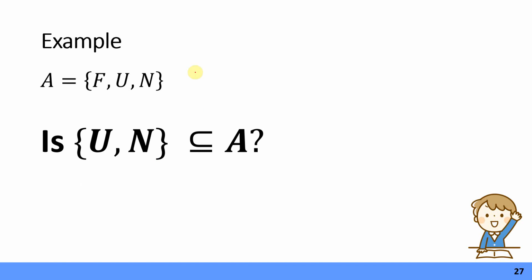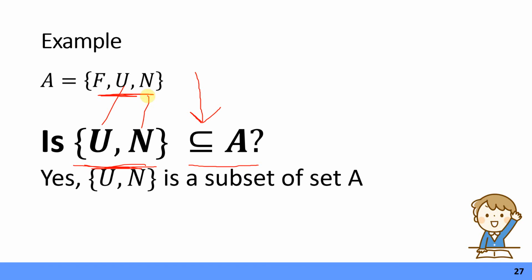Oh my goodness, this is what we saw today. Don't get confused. How do you read that symbol? So that symbol is subset. Is UN, or the set with UN, a subset of A? Remember, subset means do all the letters here come from here? So do they? Yes, they do, right? U and N. So that means that yes, UN is a subset of set A.